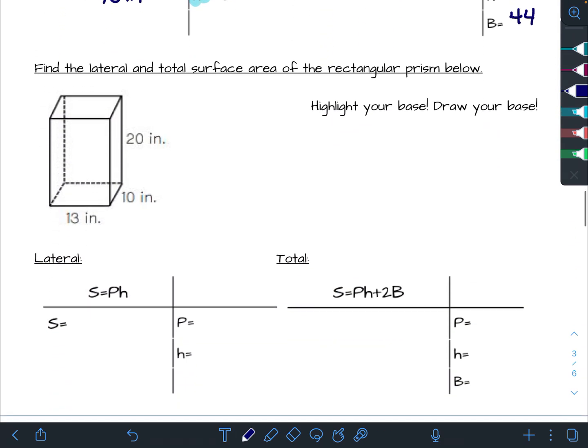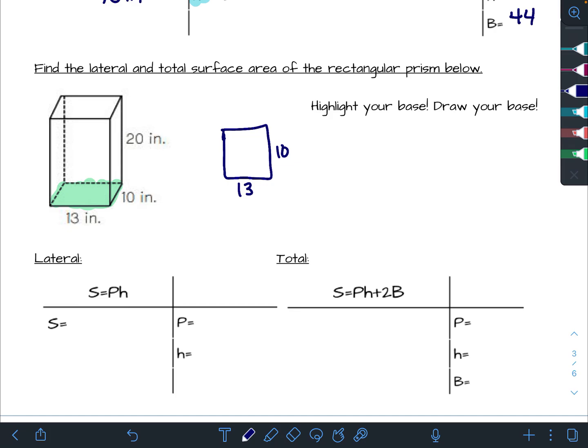I'm going to do one more with you, and then you have your extra problems to practice. So my base here, I'm going to highlight that. So I end up with this rectangular base. That is so ugly. That is 13 by 10.